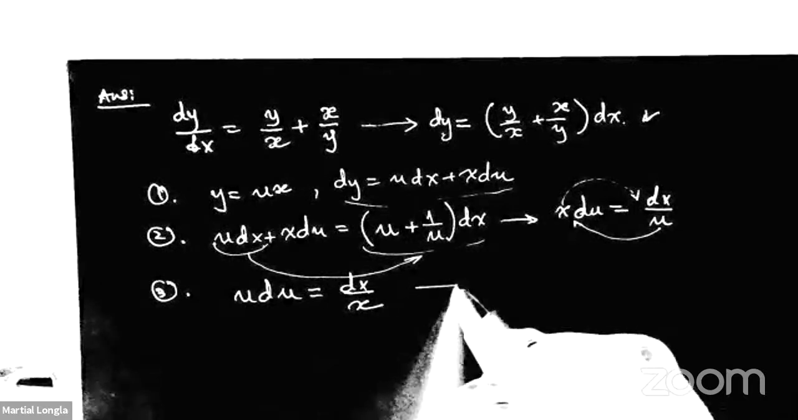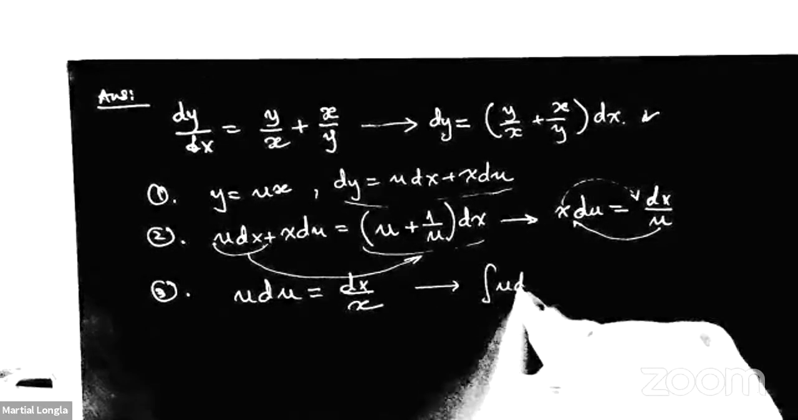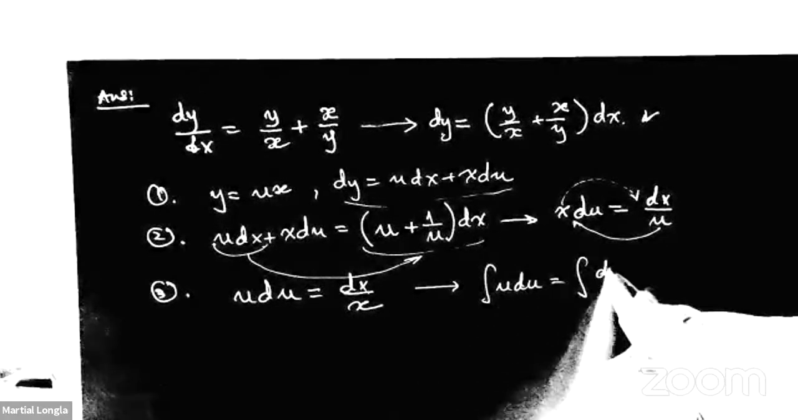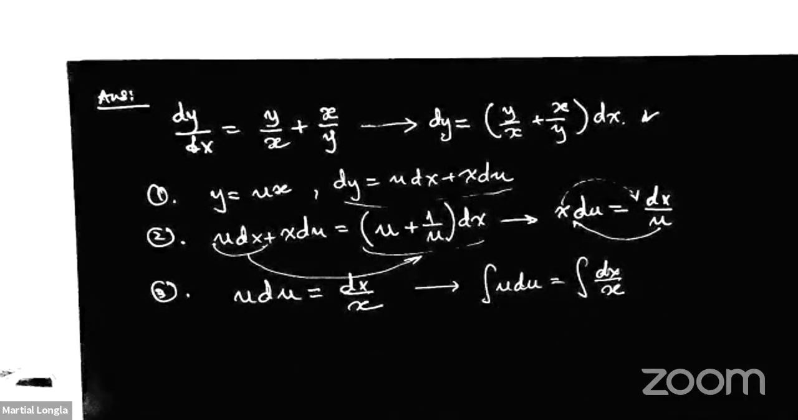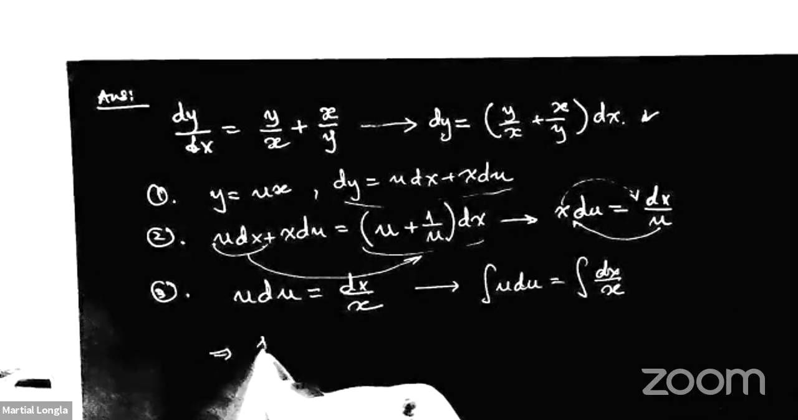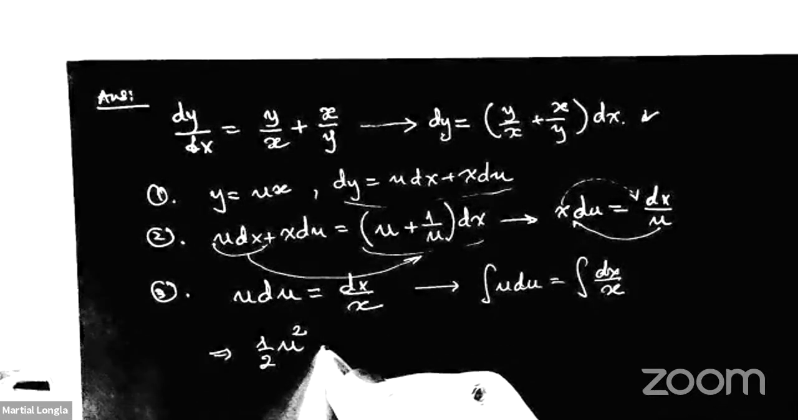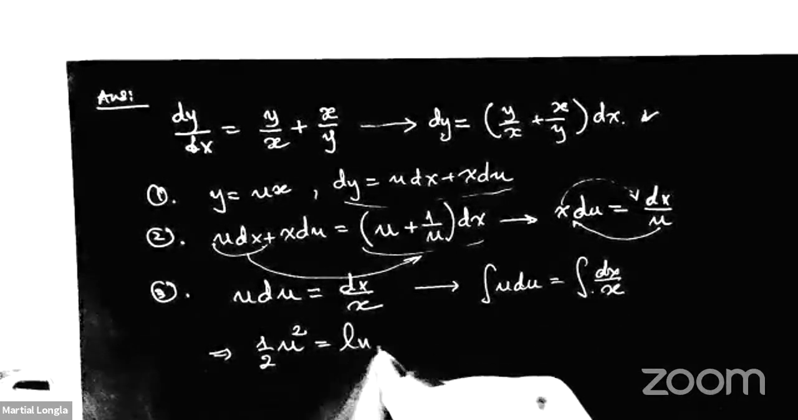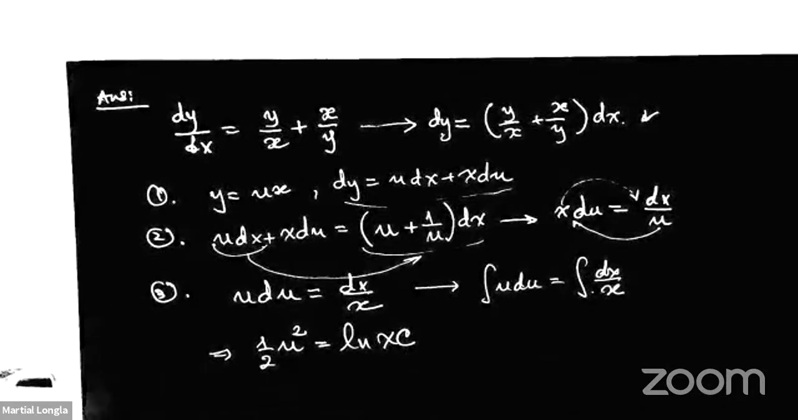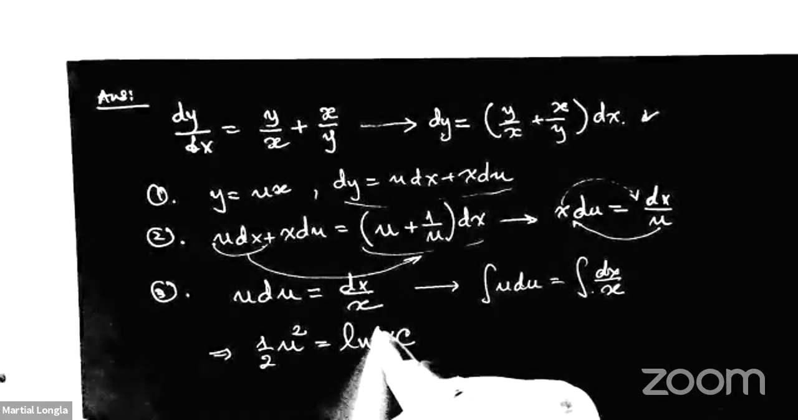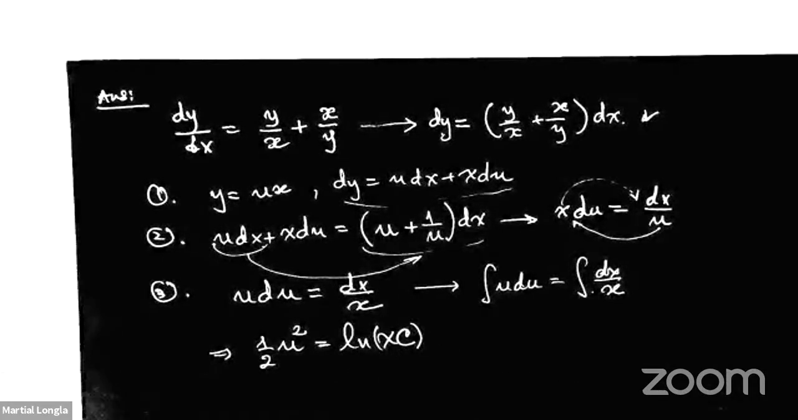And now, next thing is you integrate. Integral of u du equals integral of dx over x. Then you integrate each of them. That's 1/2 u squared equals, and this is natural log of x times c. Remember, I just told you that I could just do this, right? Anytime I have natural log, I can put the constant inside to save myself some lines.